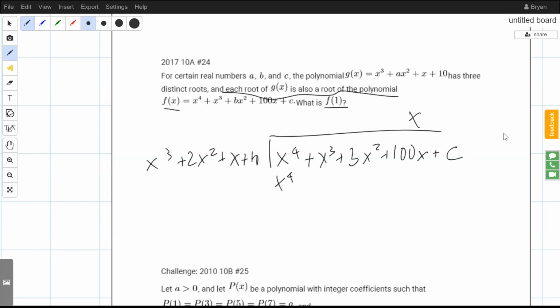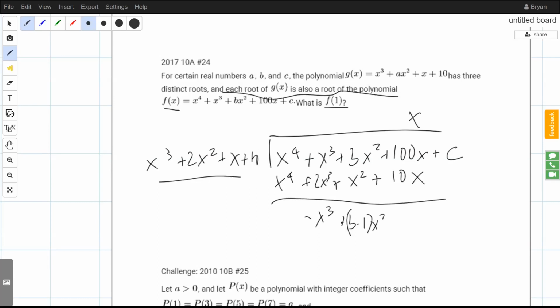And x times this whole thing is going to be x to the fourth plus 2x cubed plus x squared plus 10x. And you simply subtract like you do normally. So negative x cubed plus b minus 1 times x squared plus 9x. And then you take the c down to plus c. So then this should obviously be a minus 1 here.